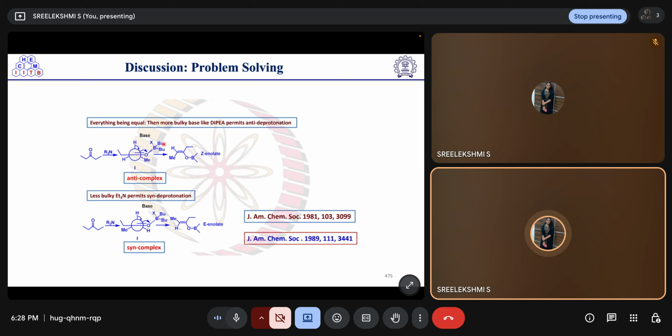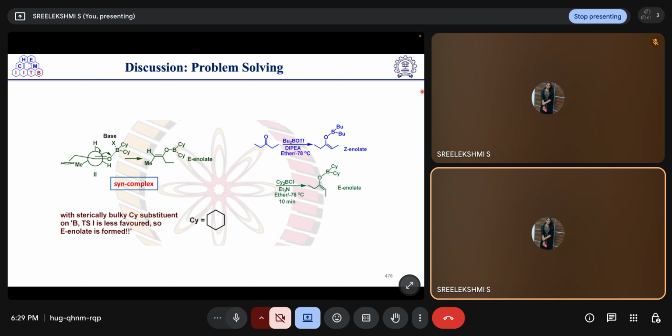And if we use this DIPEA, which is a bulkier base, it permits anti-deprotonation. That is, deprotonation takes place opposite to that, from this anti-complex. So it will favor this Z-enolate. But if we are using a less bulky base like triethylamine, it will permit syn deprotonation. So in that case, this E-enolate will be more favored than Z-enolate. So this is the syn complex.